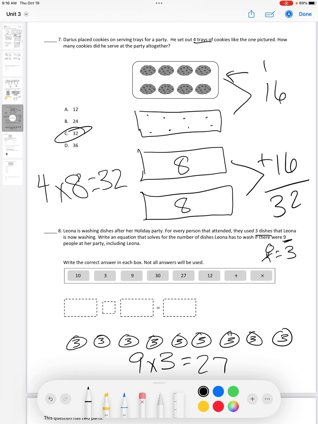This problem looks a little bit different. On the computer, you would click this and actually drag it to the correct spot. You would have to be very careful that you're moving the right operation over. This is a multiplication problem, not an addition problem. If you had put an addition sign here, your answer would be very different than 27. Your answer would be 12, and that would not be correct.